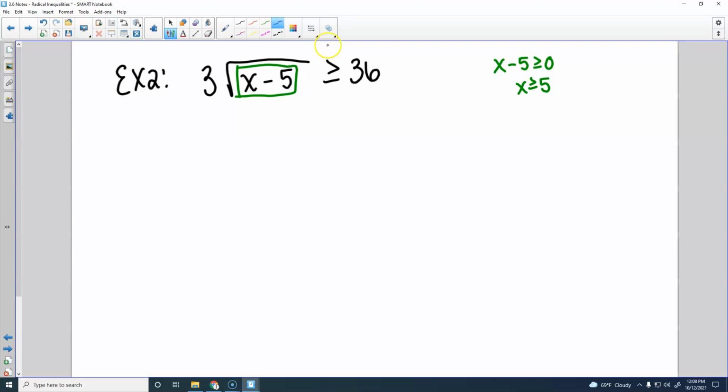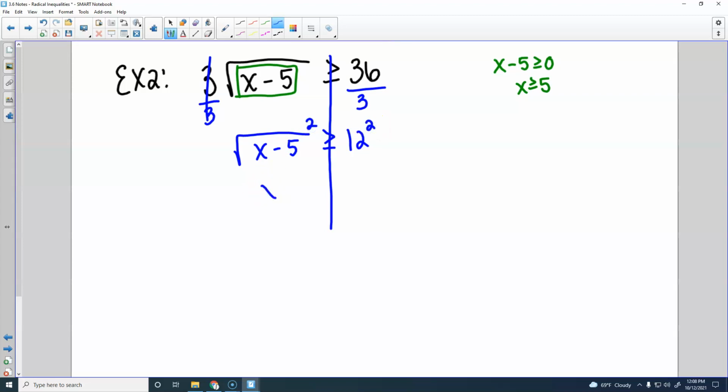Alright, so to solve this one, what should I do with this 3? Let's divide it off first so we don't have to deal with it. So square root of x minus 5 is going to be greater than or equal to 12. We're going to square both sides, so x minus 5 is greater than or equal to 144. And then we'll add our 5. And x is greater than or equal to 149.